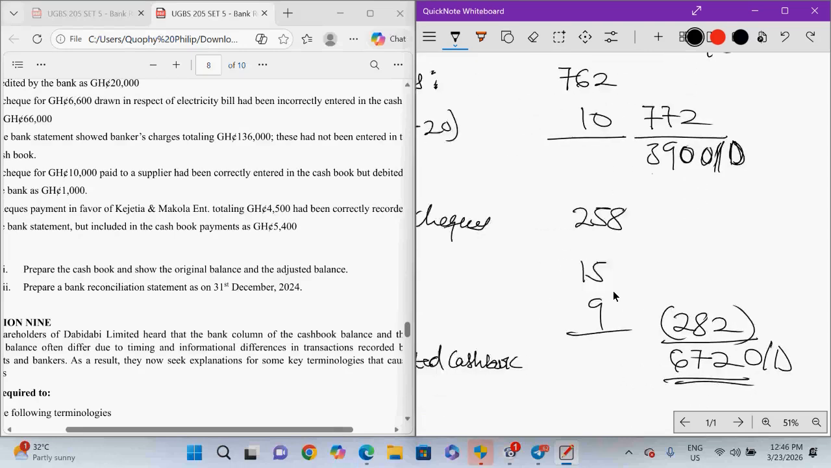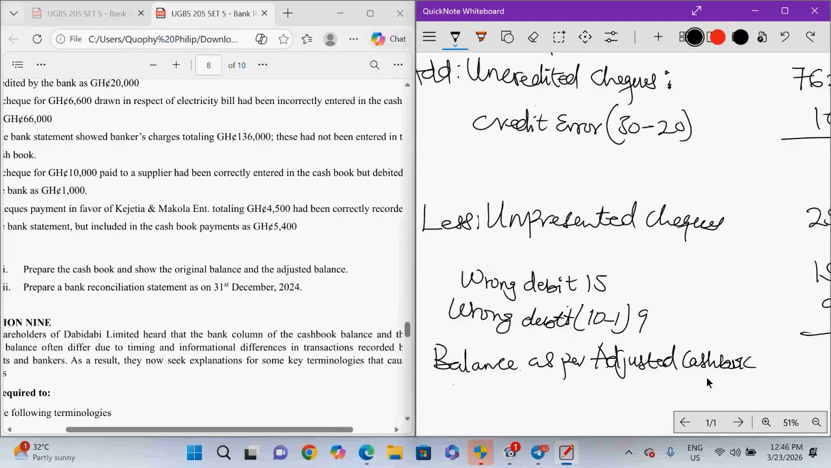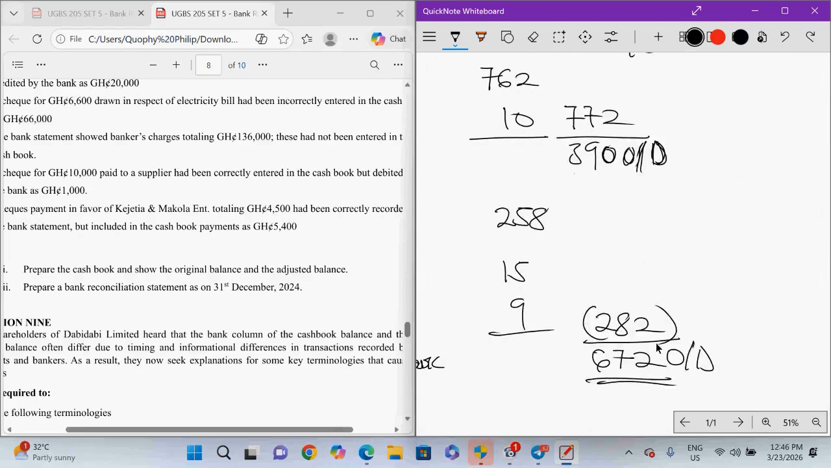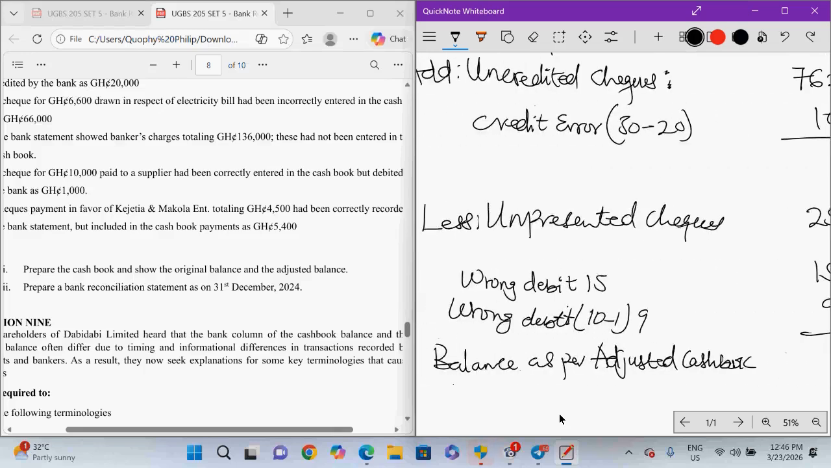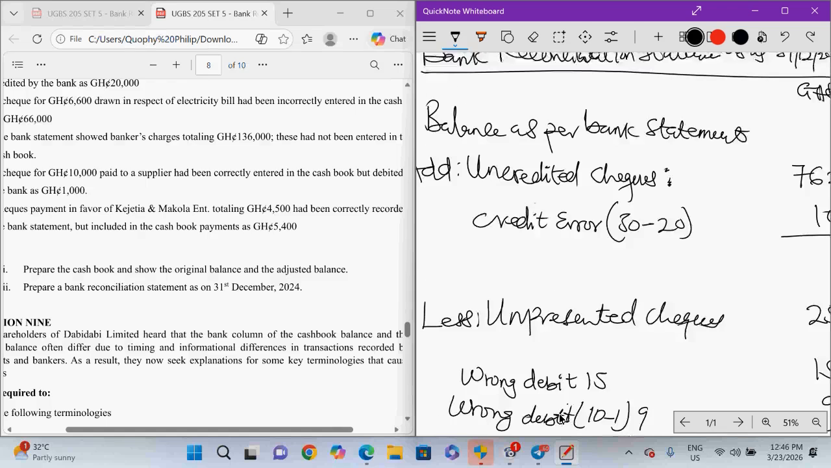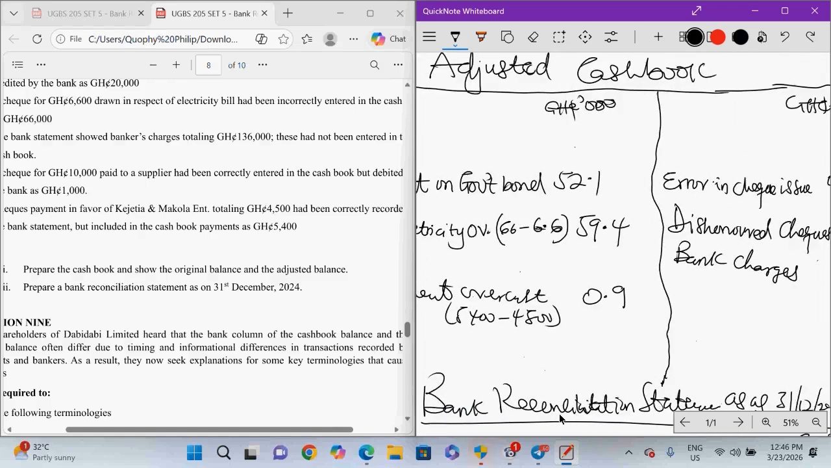Once you are still having the negative, this one is less, so you are still having minus. Now we deduct 282 from it. So negative will still give us what? Negative 672, as you said, right? So now let's go adjust it. If you are correct, we will see. If you are wrong too, then we will also see.